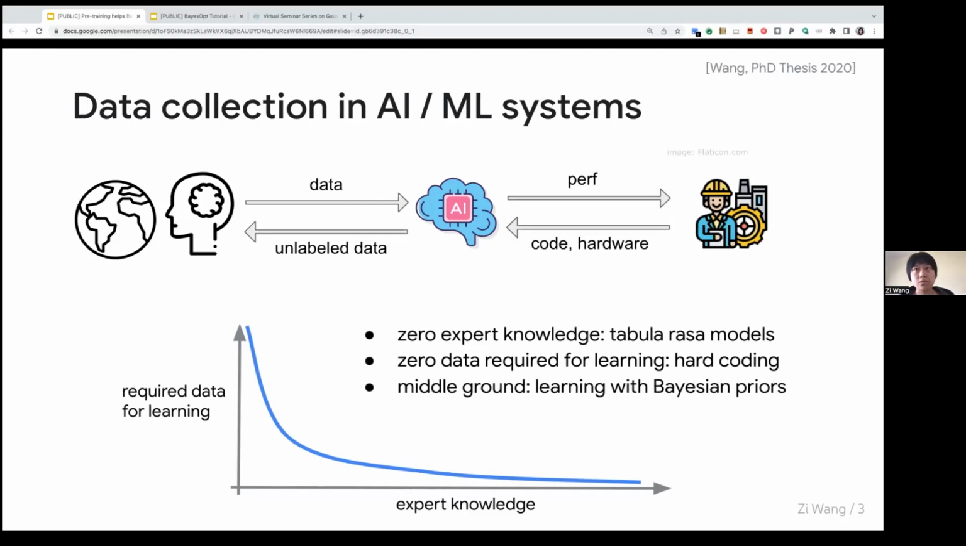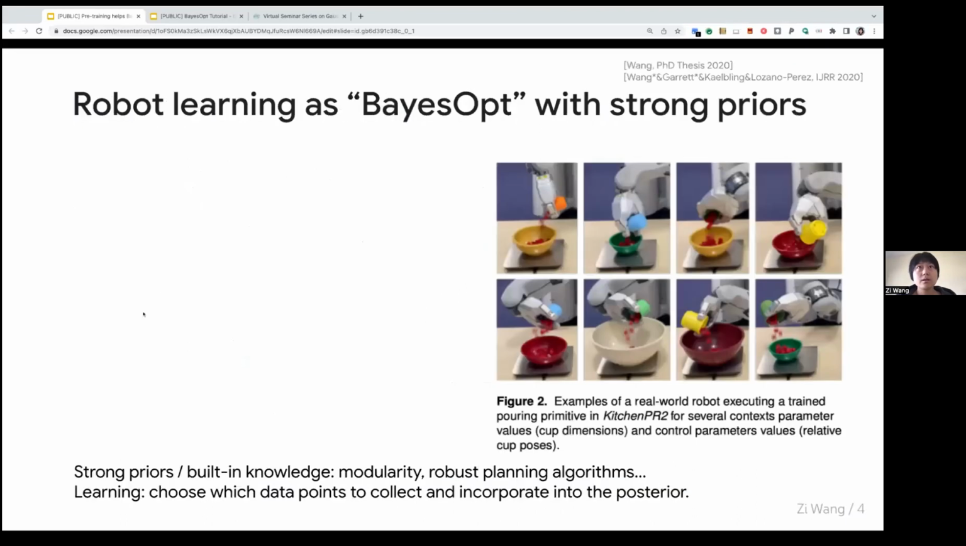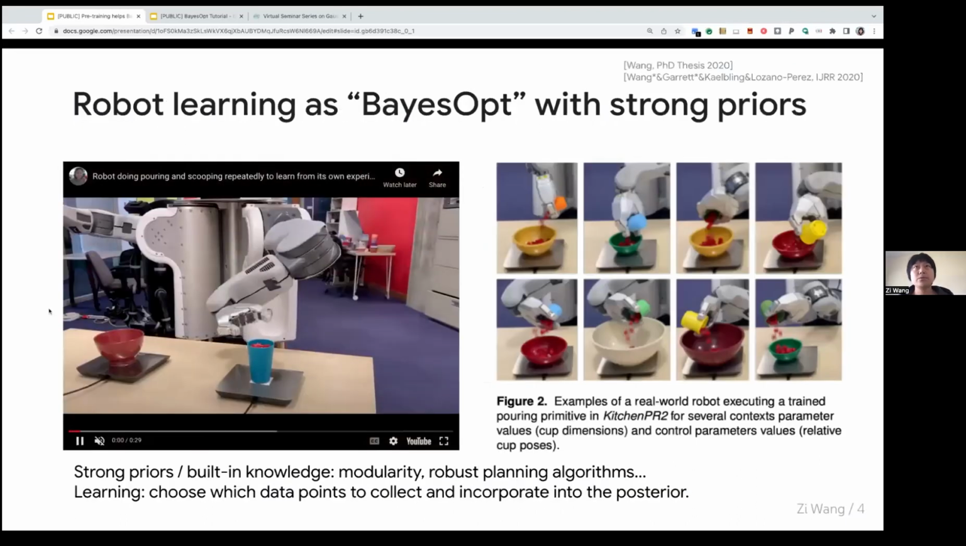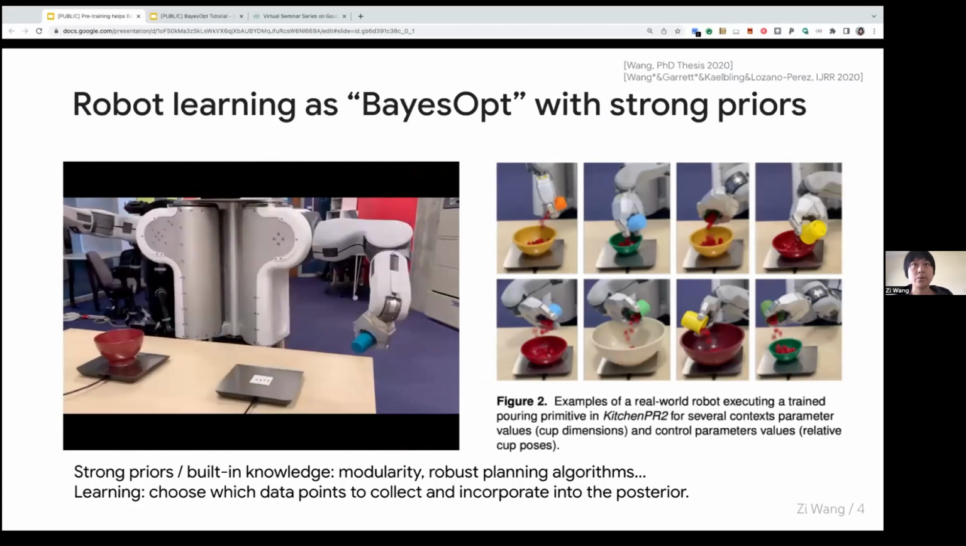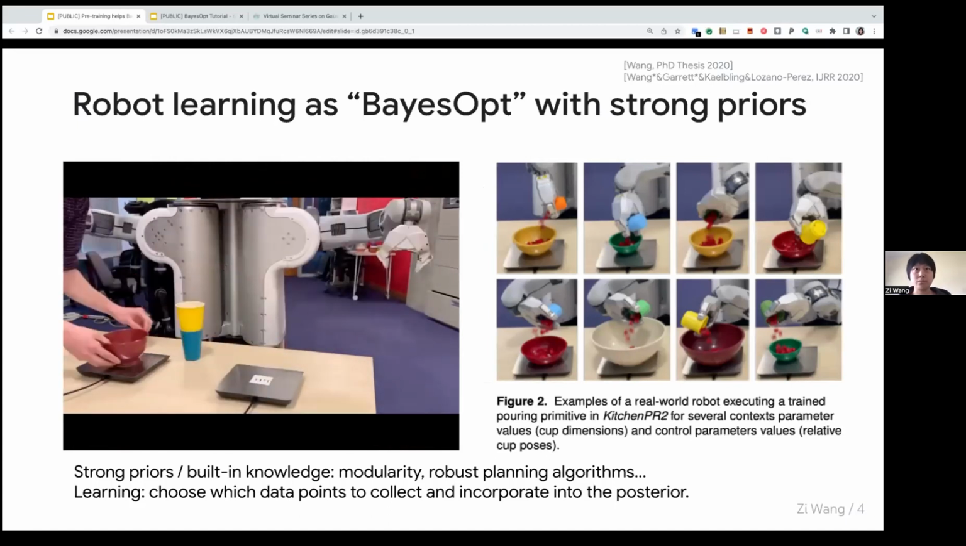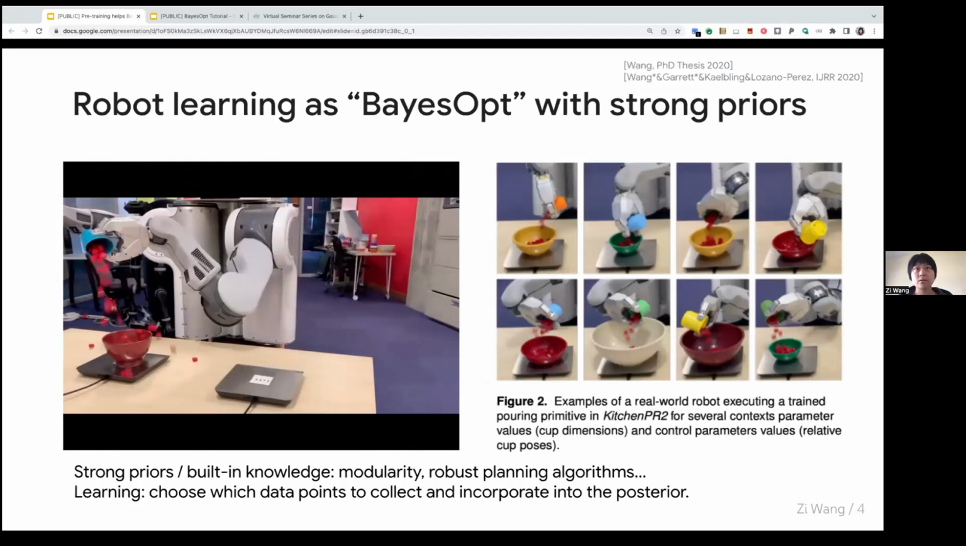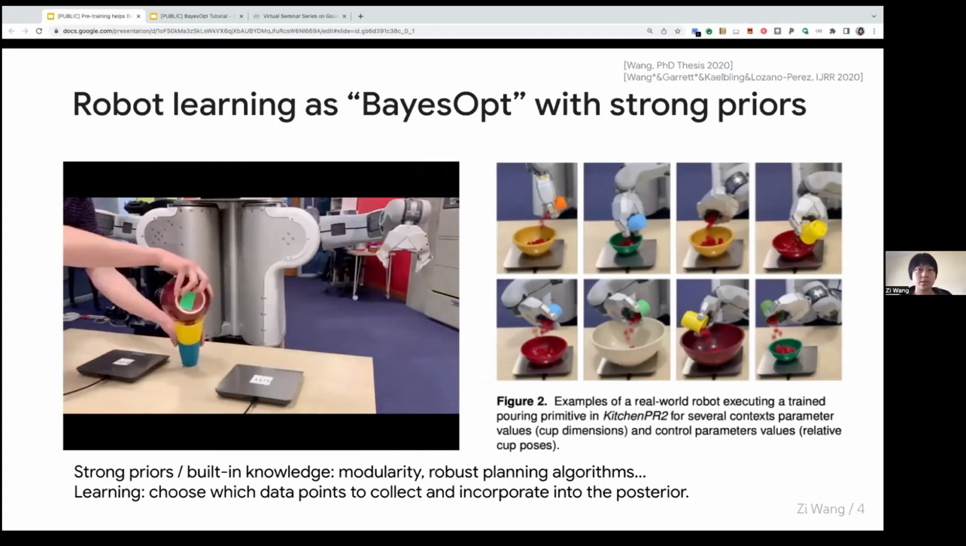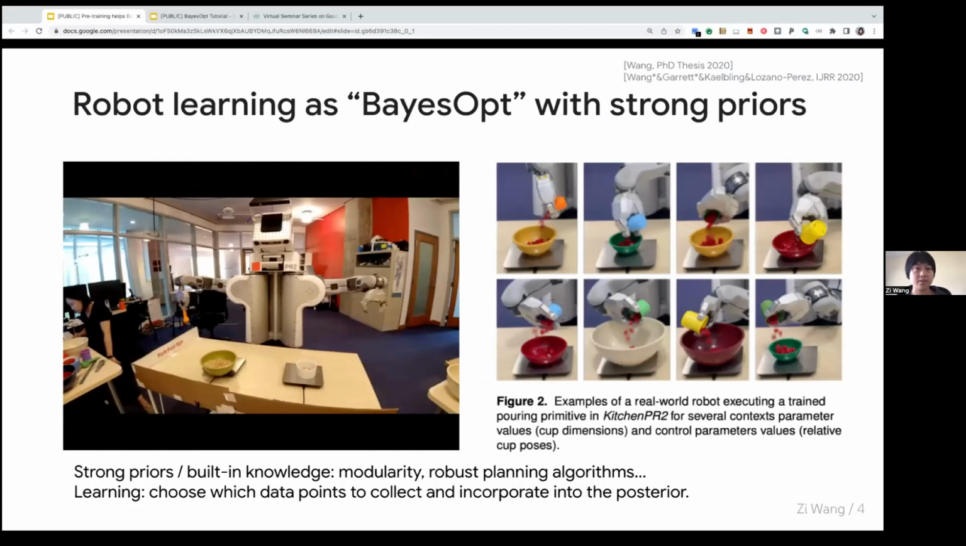And then we have the middle ground, which is to learn with Bayesian priors. So I think we're getting closer and closer to how Bayesian optimization works now. Let's see. Here are some examples of the way we think about Bayesian optimization with certain strong priors. This is work I did in my PhD, which tries to do robot learning as a way of Bayesian optimization or experimental design.